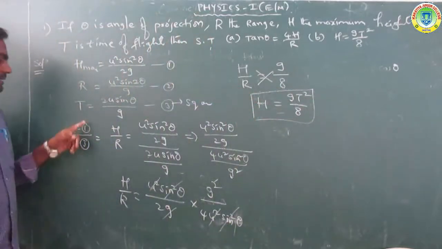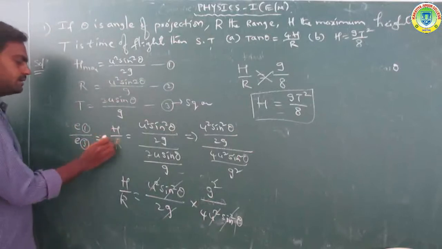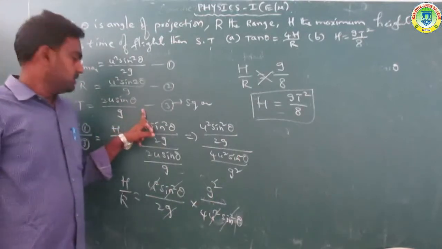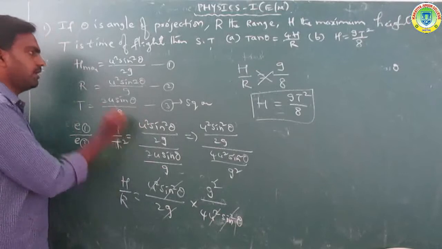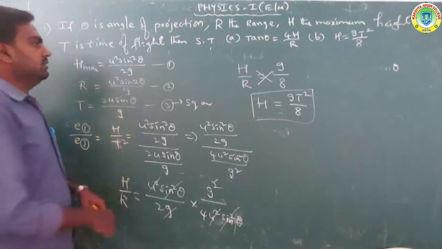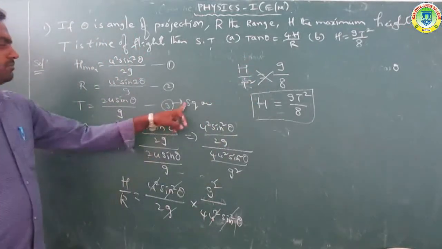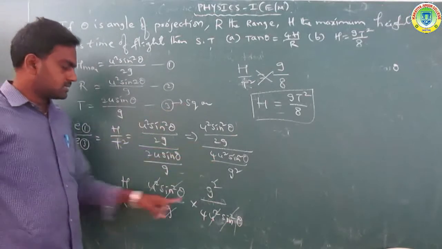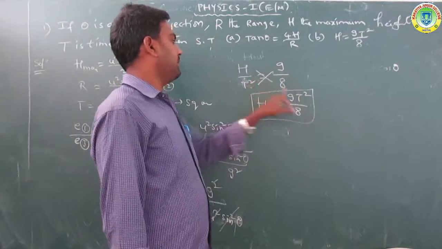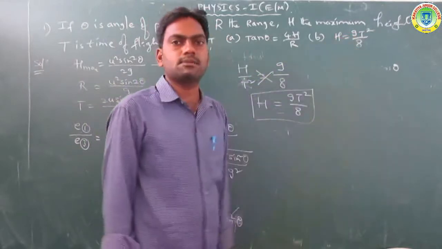So that is equation 1 divided by equation 3, h by r, where r is taken as the time of flight t. So equation 2, squaring on both sides, gives t square. Here the time of flight is t square, and with cross multiplication the remaining equation is h is equal to g into t square by 8, and here we show that h is equal to gt square by 8.